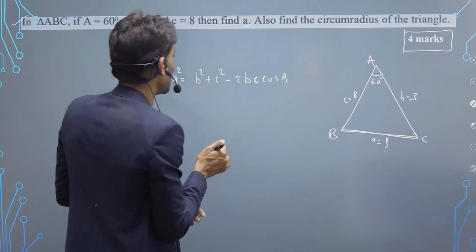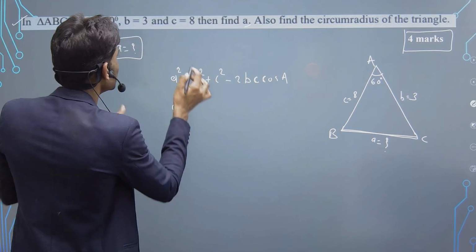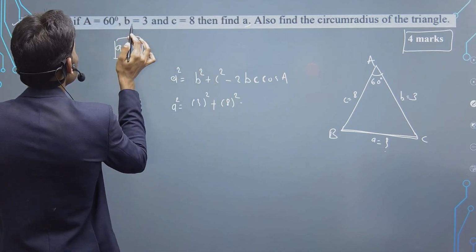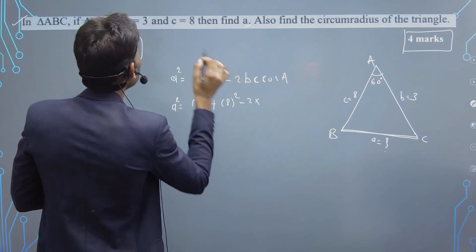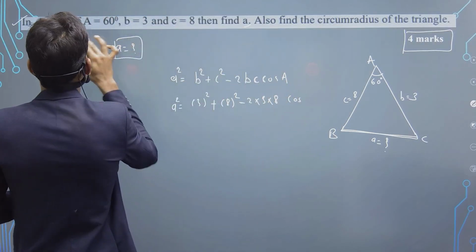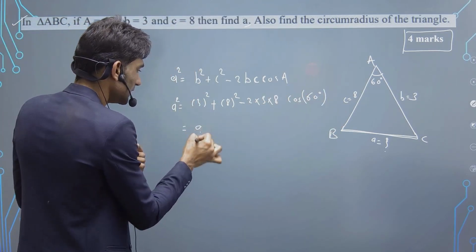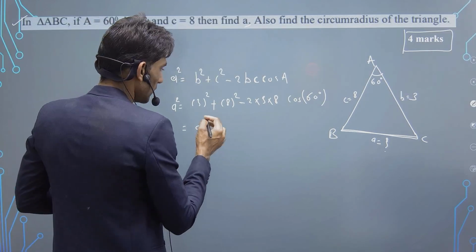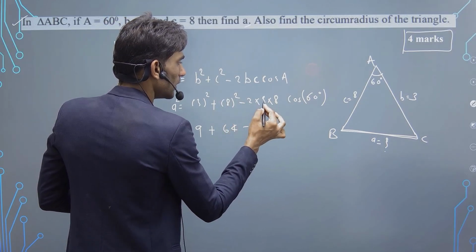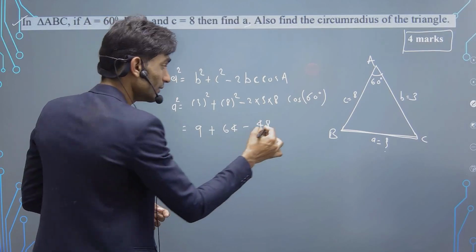Now substitute all the values. Angle A is given as 60 degrees. So a square stays as it is, equal to b square, that is 3 square, plus c square, that is 8 square, minus 2 times b times c, where b is 3 and c is 8, into cos A, which is cos 60 degrees. Now 3 square is 9, and 8 square is 64, minus 2 times 3 times 8, which is 48, and cos 60, which is cos pi by 3. This is a standard value, which is 1 by 2.